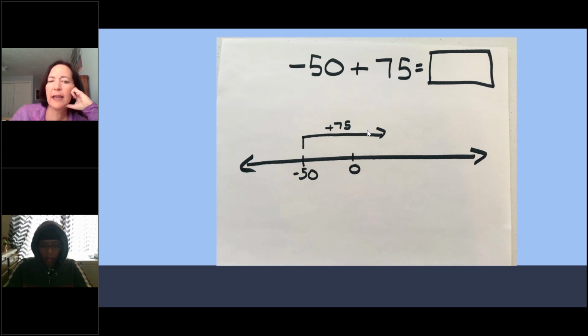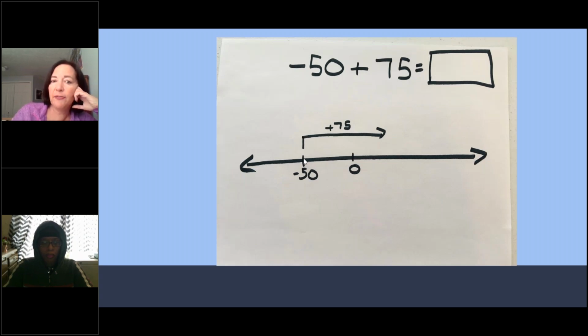And the first thing I ask myself, let me see, this is negative 50, that's 0. If I go 75 jumps, will I make it back to 0 or will I be past 0? So 75, yeah, I will. I'll be past 0. So that tells me, wow, my answer is going to be a positive number. And then I'm good at counting by 25. Some people can count by 5s or 10s. I'm going to count by 25s on this one.